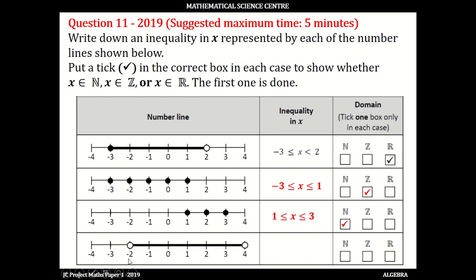The last one then, we've got numbers between minus 2 and 4. We can't use minus 2, nor can we use 4. So this means minus 2 is less than x is less than 4. We don't include the equality. Now, because we do have a line joining between the minus 2 and the 4, that means you can have any number between minus 2 and 4. So that means that we're dealing with the real numbers.